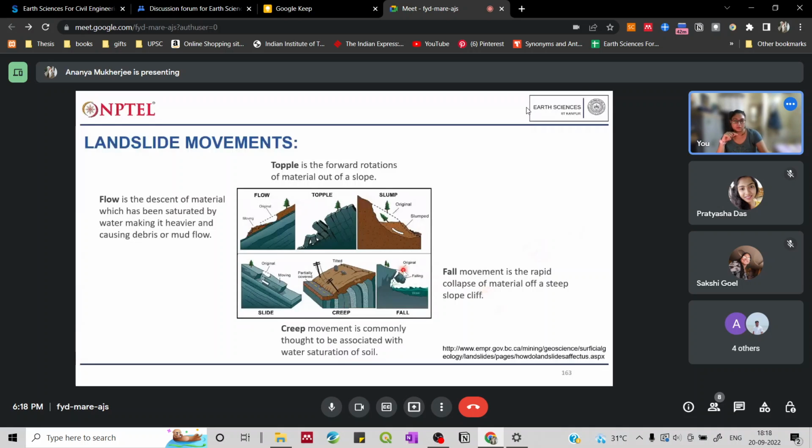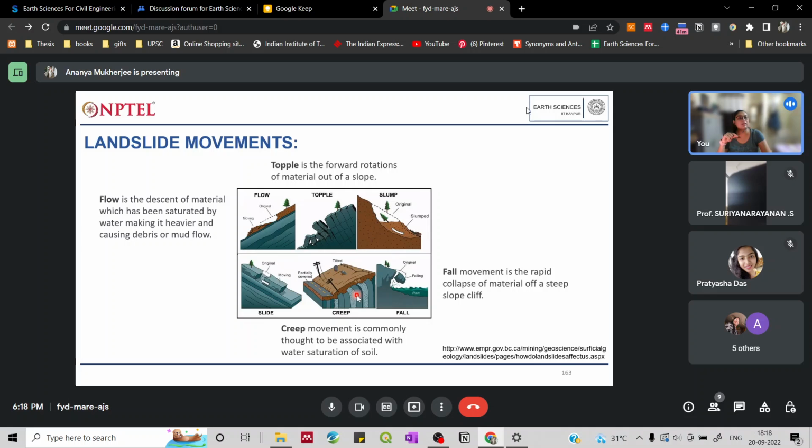Yeah, so you can see the fall over here is that because of the wave action over here, this part keeps getting eroded. Okay, so the top part becomes heavier, and then if there is suppose a joint present over here, the fall would start occurring over there, and the rock unit above the joint plane would fall down. Then you have creep.